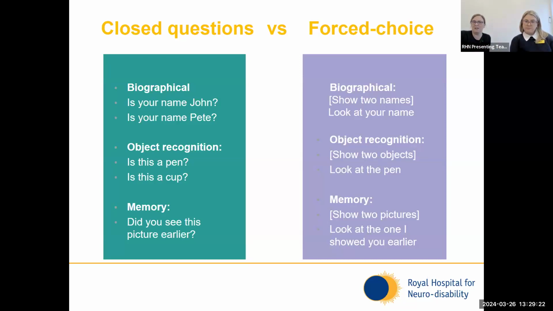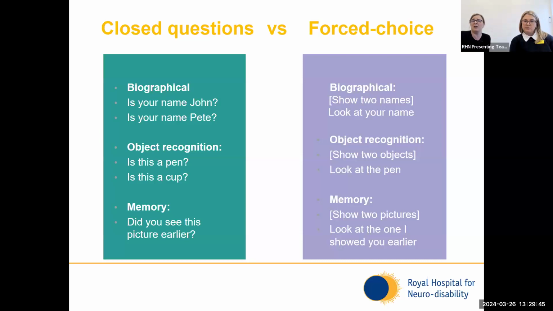Similarly with object recognition, you can do it one item at a time. Is this a pen? Is this a cup? Or you could hold up two objects and ask them to look at the pen. And then you can use that same type of methodology, whatever seems most useful for your patient, whatever they're most able to respond to, you can then expand it into those other domains of cognition.